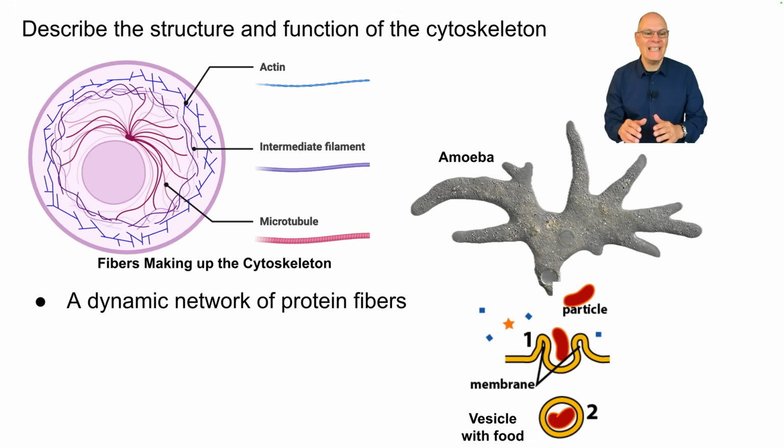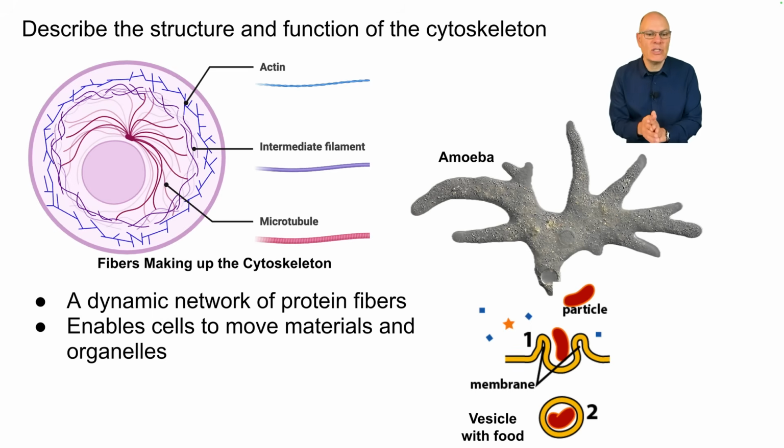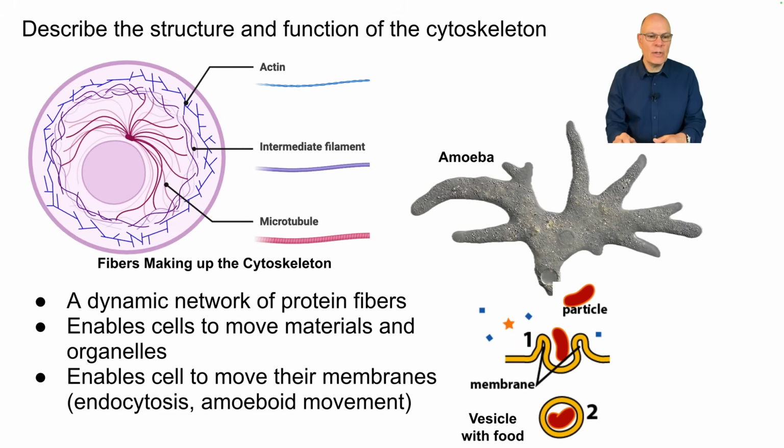The cytoskeleton is a dynamic network of protein fibers, and those fibers make up the bones, the skeleton of the cell. In the same way as our skeleton, our bones, working with muscles enables us to move, the cytoskeleton is a dynamic network that enables the cell to move both internally, so it enables cells to move materials and organelles within themselves, and it also enables the cell to move their membrane so that they can do things like endocytosis, where cells can engulf things by moving their membrane, or also moving their entire bodies.